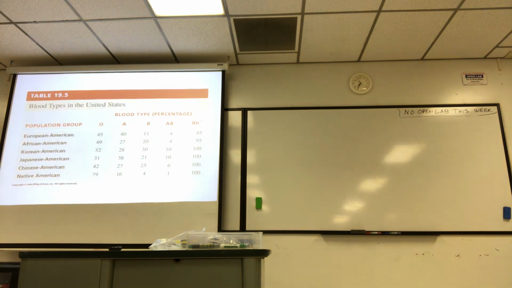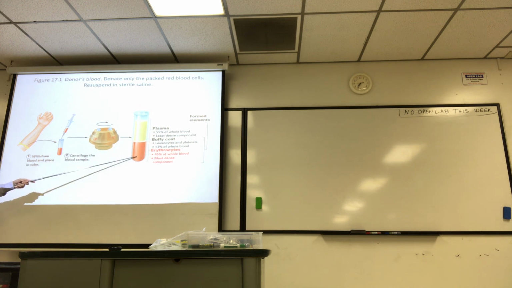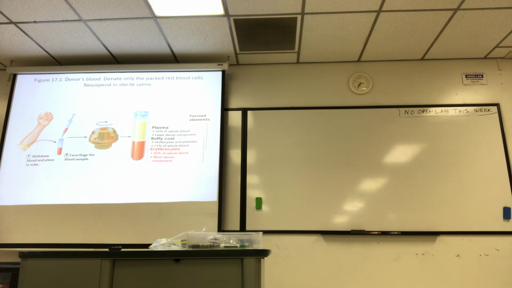Now, this next slide, I don't expect you to know these numbers, but there are different blood types based on the ABO system and the Rh antigen over here. And you can see the percentages, but don't worry about knowing those. Know this, that when we talked about the fractions of blood, you have the plasma part, and you have the red blood cells. In this lecture, when you donate blood, you donate the packed red blood cells. That's what we're going with.